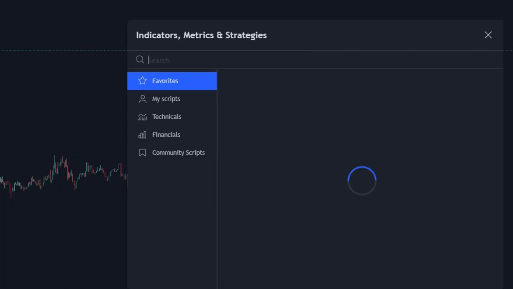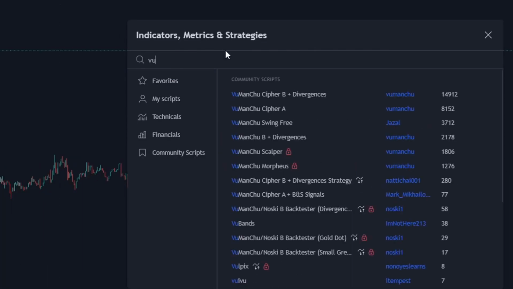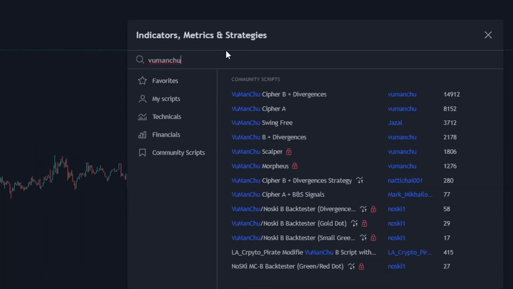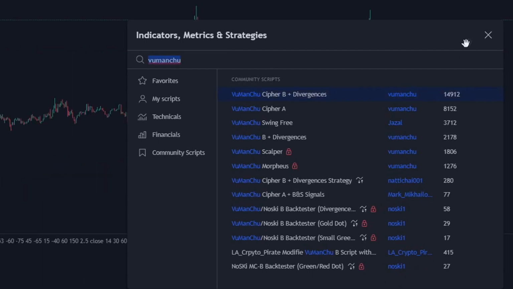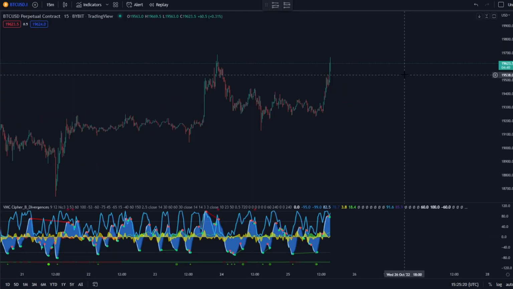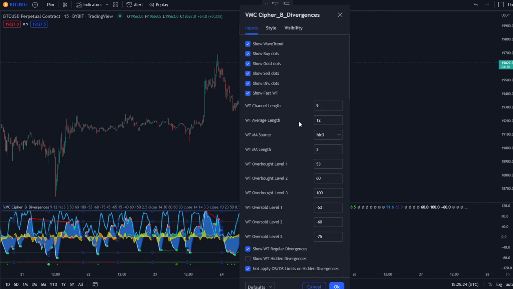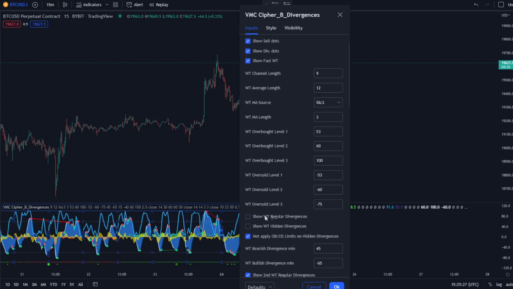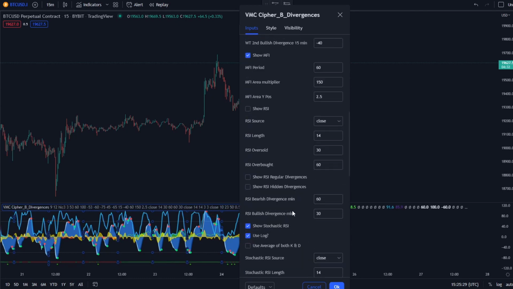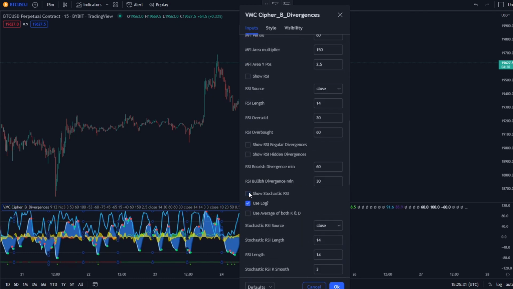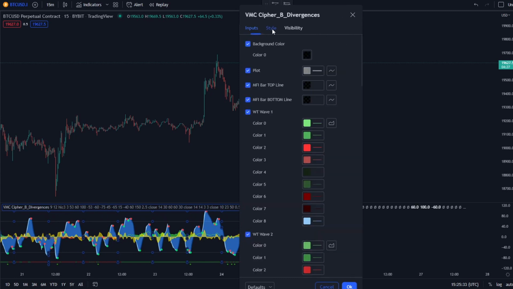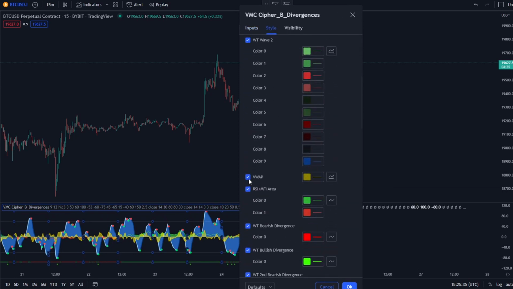First, we're going to open up our Indicators Search tab and look for Fumanchu. We're going to add the Fumanchu Cipher B plus divergences to our chart. We're going to open up the settings for the plugin and remove regular divergences. We can also get rid of the stochastic. Next, we're going to open up the style settings and untick the VWAP.